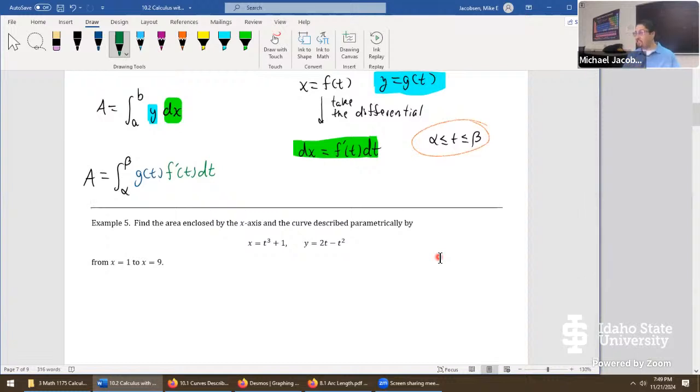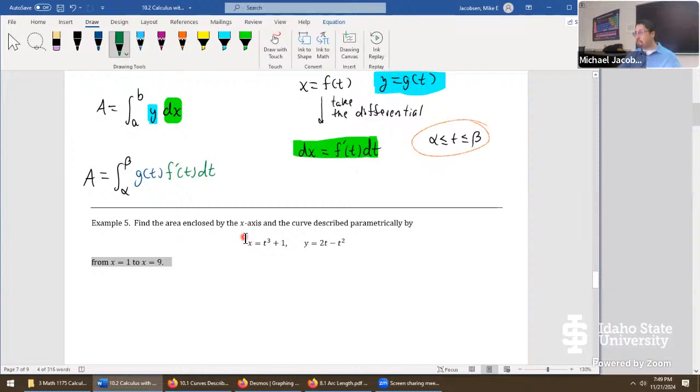Maybe one question you might have is, if we're going to write down an integral in this format, what are the limits of integration for t? Never specified, is it? But we do have some information. We're trying to find the area enclosed by the x-axis and the curve described this way from x equals 1 to x equals 9. That's a huge heads up on what the parameter value should be, because we could just plug 1 and 9 right inside there and solve for t to get those values.